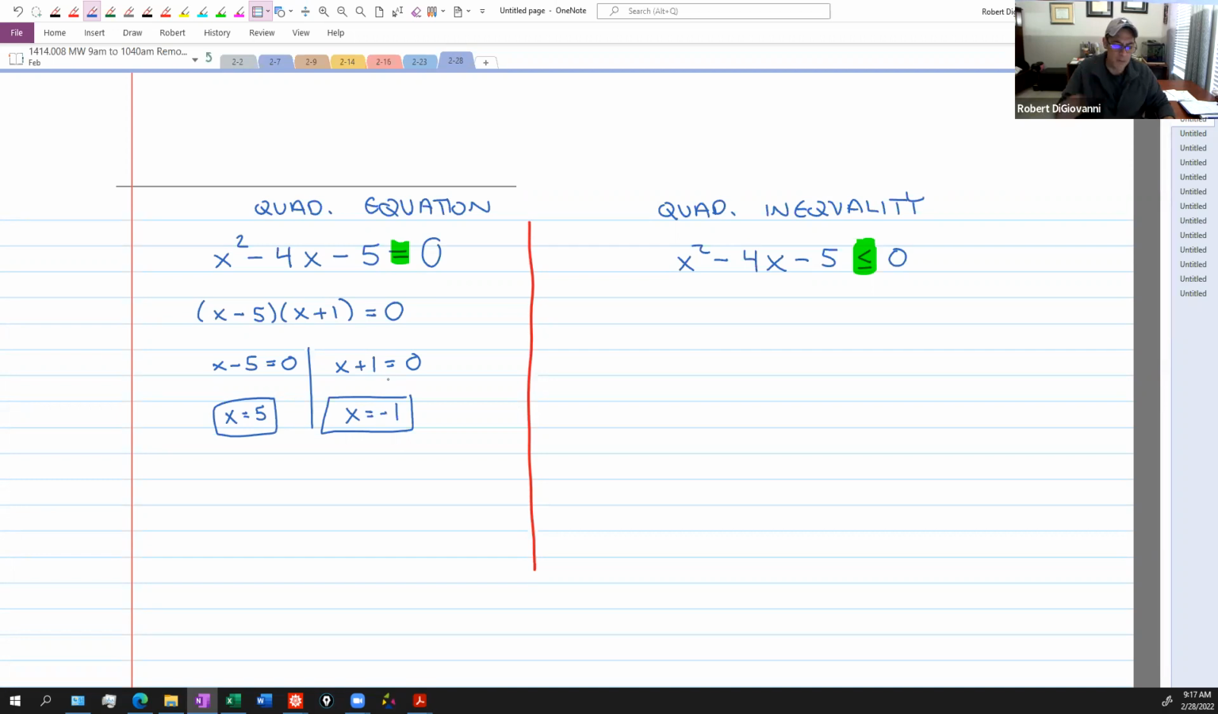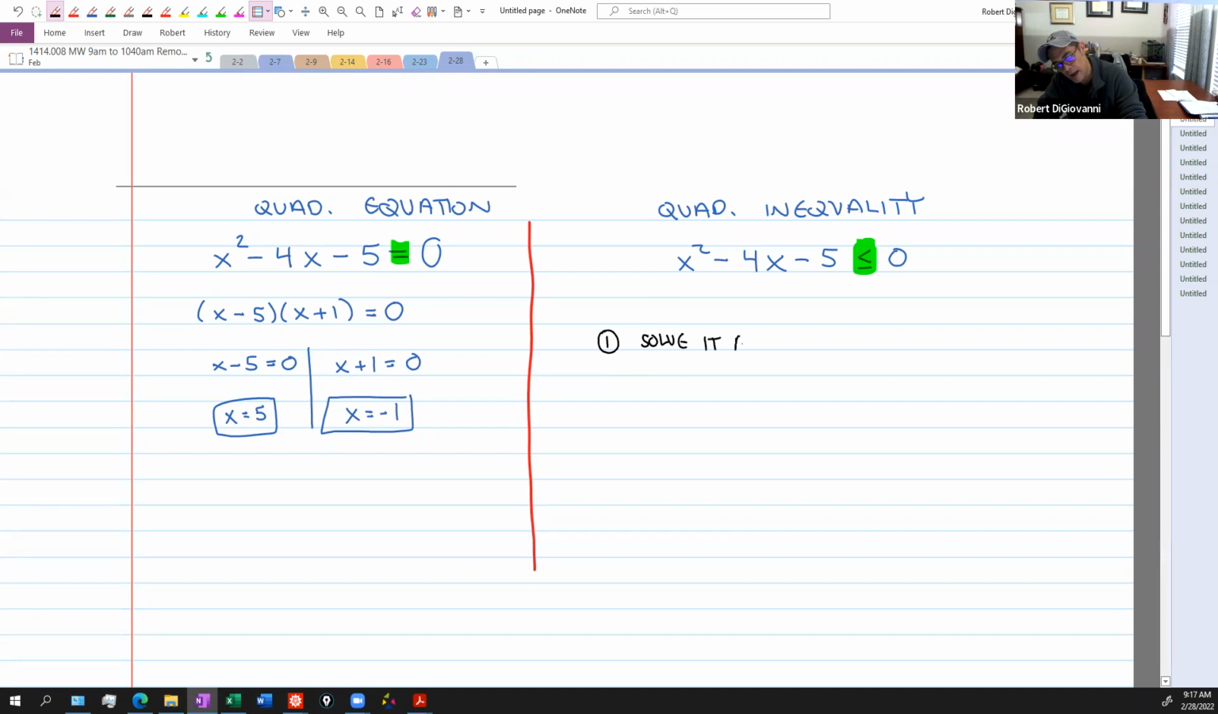Okay, so if we plug in 5, we get 0. If we plug in -1, we get 0 equals 0. So we've got two solutions for the equation. The way you do a quadratic inequality is completely different. All right, not completely, but there's a little bit of a procedural thing we have to do at the end. So the first step that we do for any quadratic inequality is we solve the equation first.